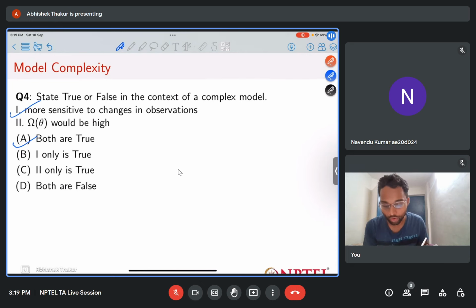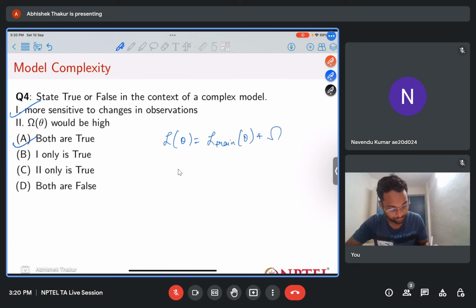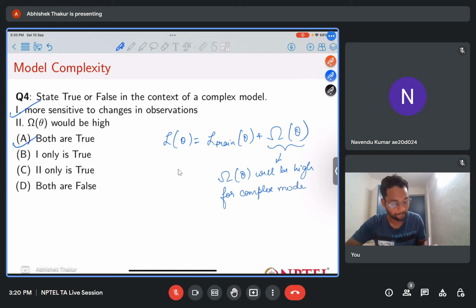Like we know that our loss function is written as, this is the formula for the loss function with respect to theta. So here this omega theta will be high for the complex model. So both options are true. Any doubt in this question?